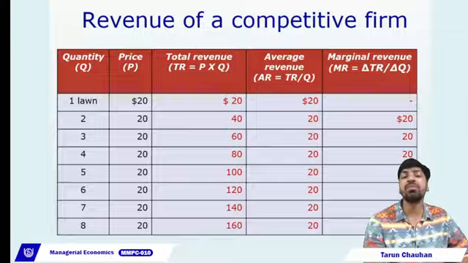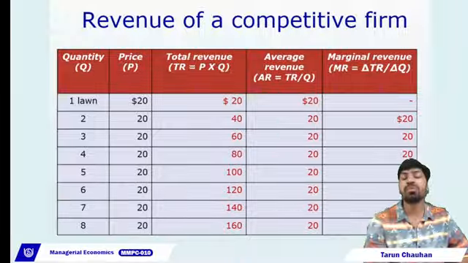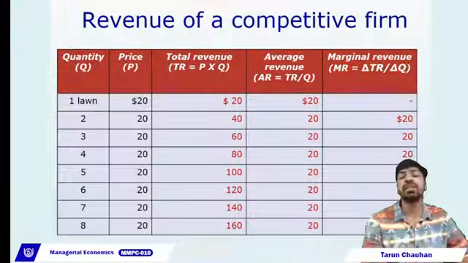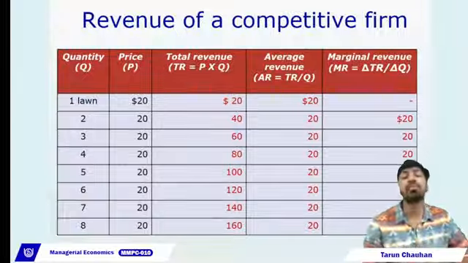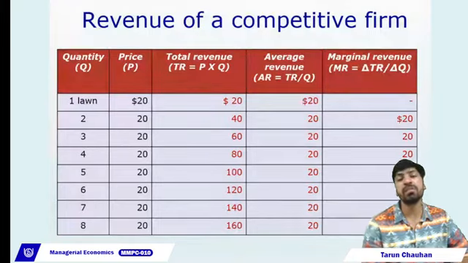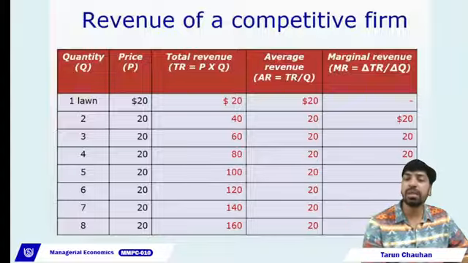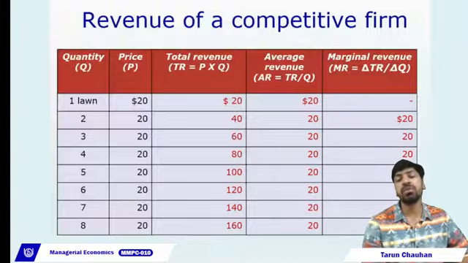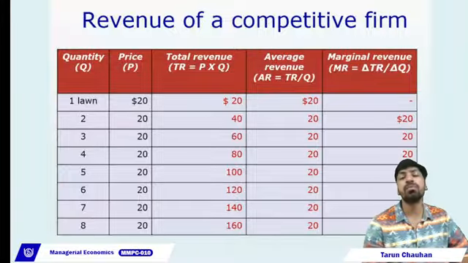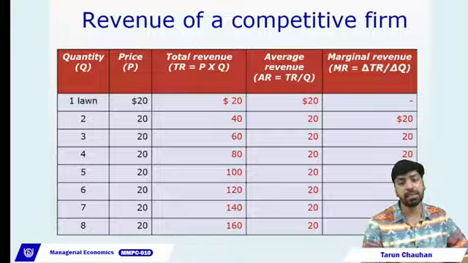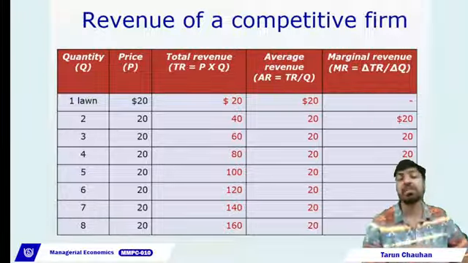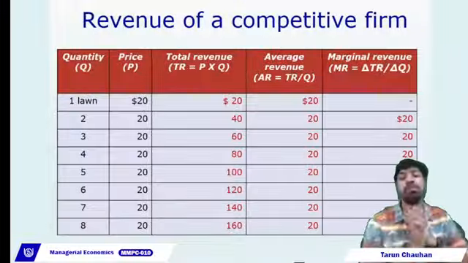Once you calculate the total revenue, the next concept is average revenue. The formula to calculate average revenue is total revenue by Q. Total revenue is already estimated, so just divide by the number of units sold. Once you divide, you get the average revenue, which automatically equals price. You can see in the tabular representation that average revenue is equal to price.